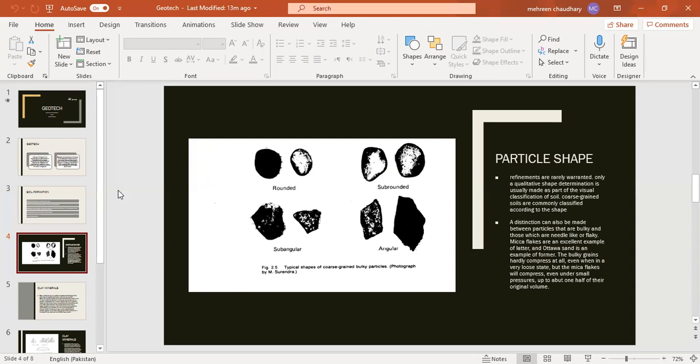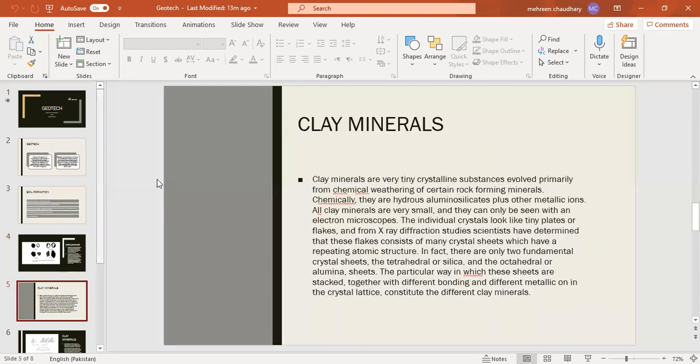The bulky grains hardly compress at all, even when in a very loose state. But the mica flakes will compress even under small pressure, up to about one half of their original volume.